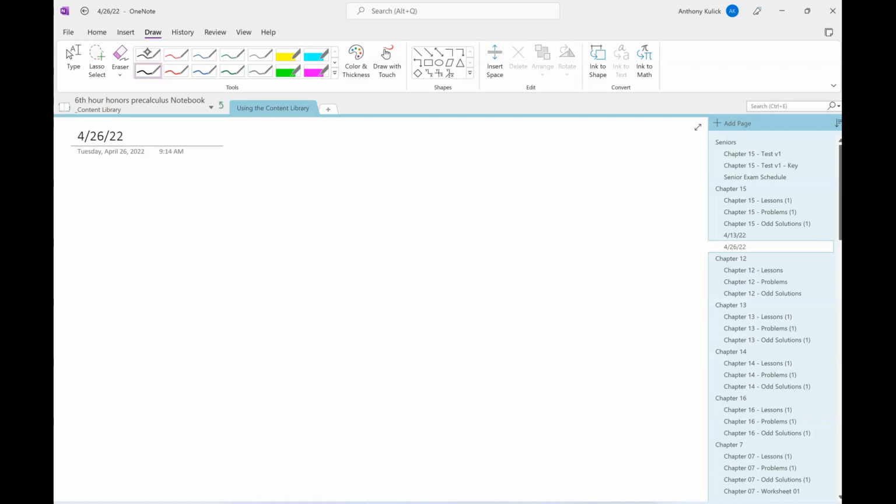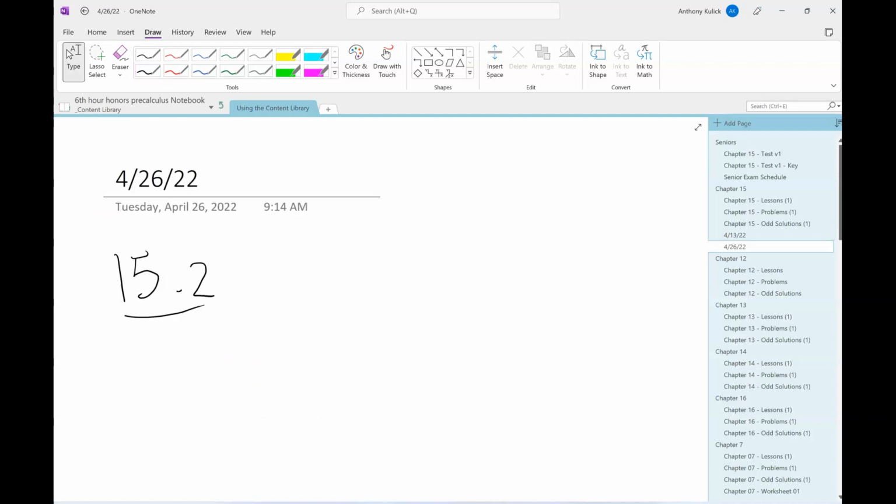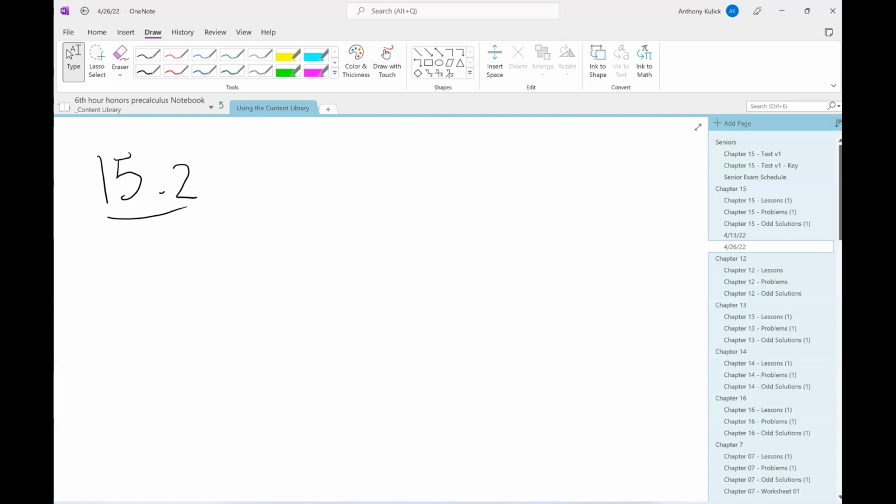All right. So let's jump in here then and get started. In section 15.1, we had defined an exponential function and a logistic function and done a little bit of application there. In section 2, we're going to continue doing some more applications.